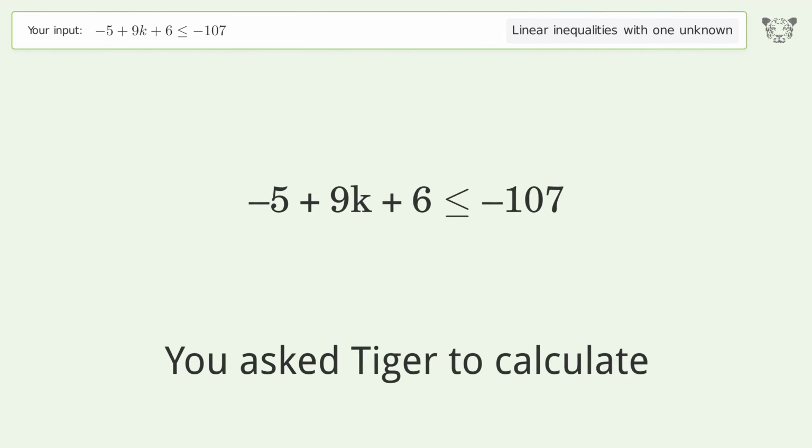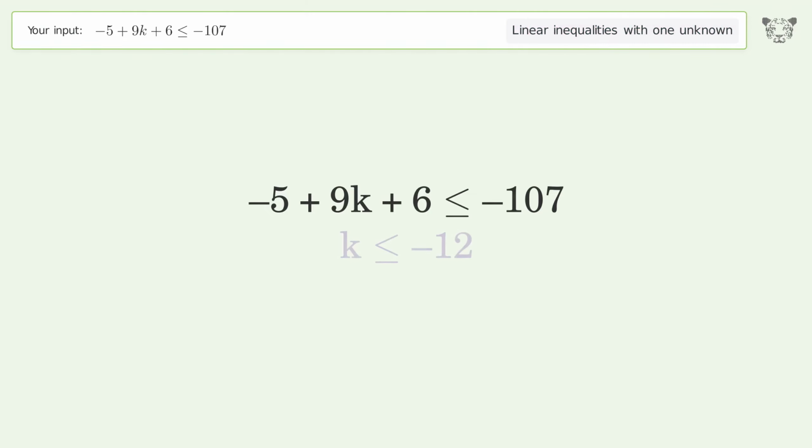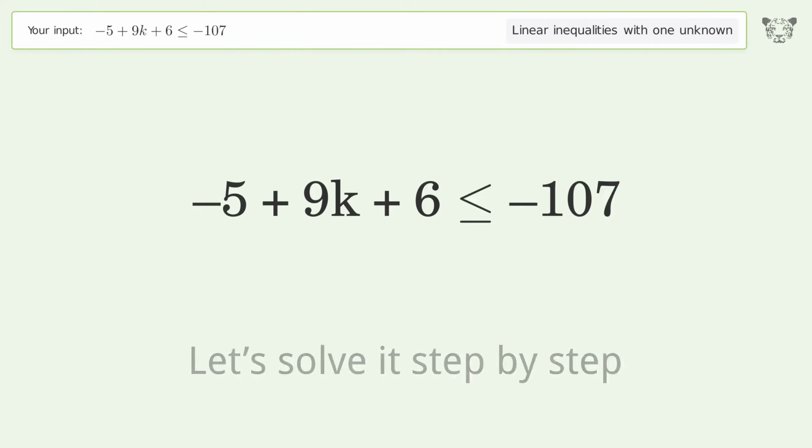You ask Tiger to calculate. This deals with linear inequalities with one unknown. The final result is k equal or smaller than -12. Let's solve it step by step.